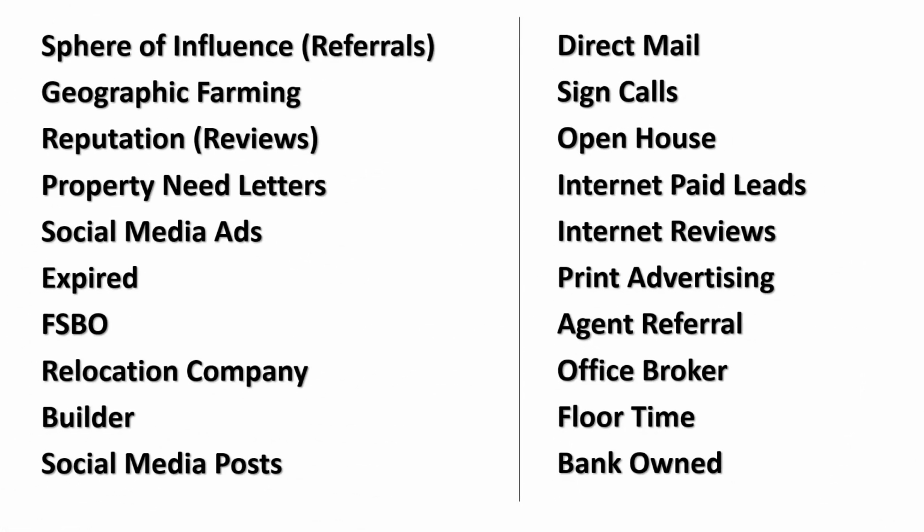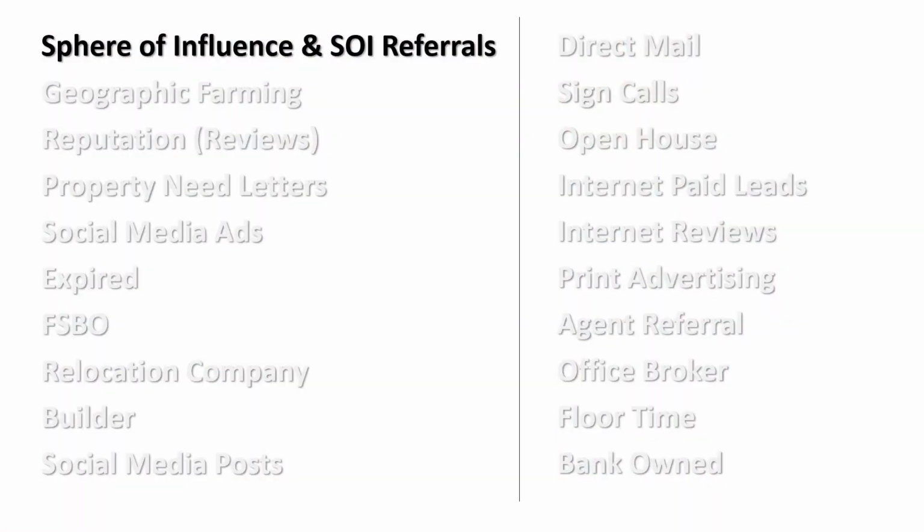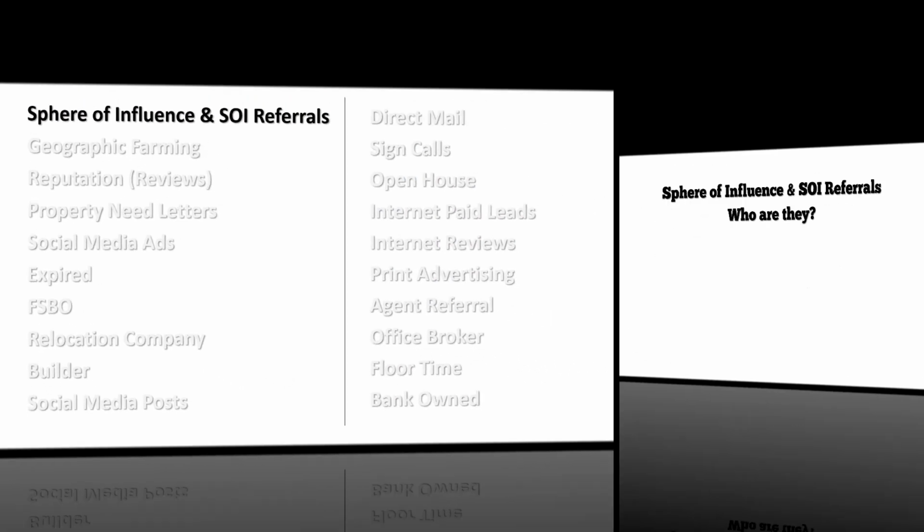I said there are many, many sources. There's 20 here and there are others. There's many sources of listings, many. And we're not going to go through all of them in great detail, some in more detail than others. They're sort of in the order we're going to go through them, but we'll see. We're actually going to start today with sphere of influence and sphere of influence referrals.